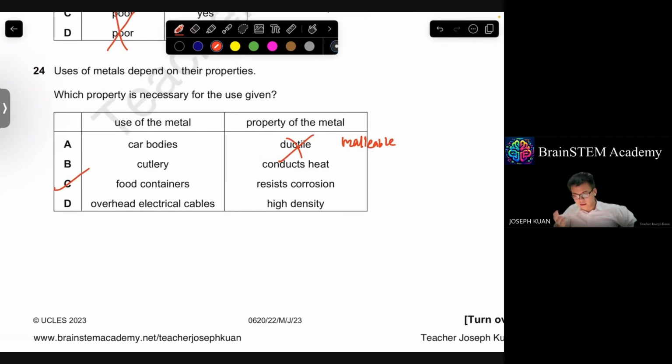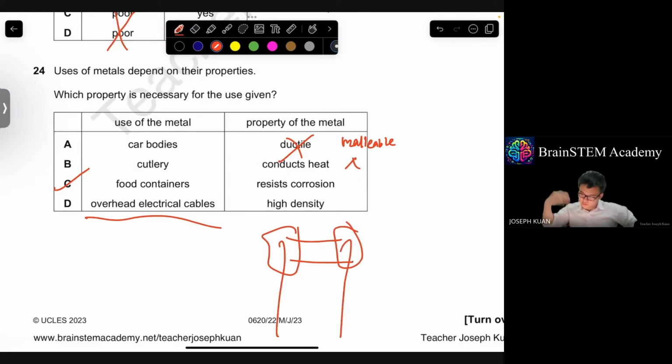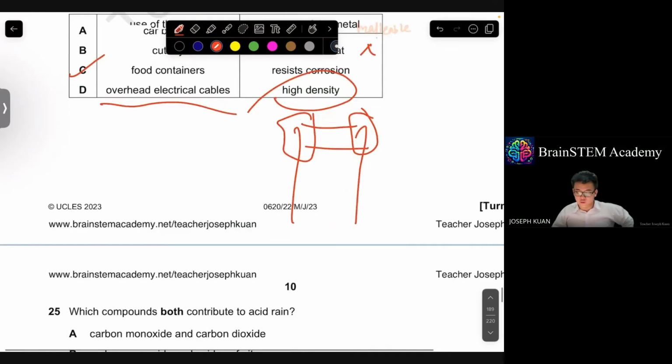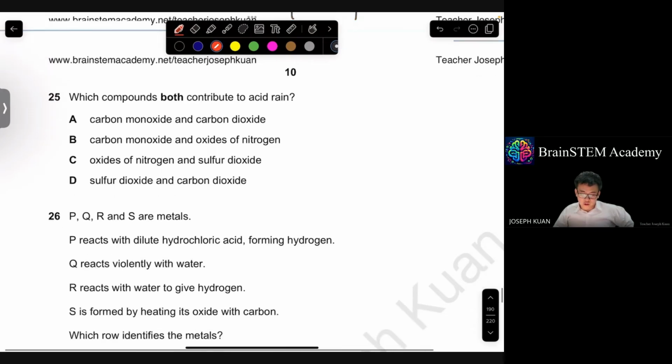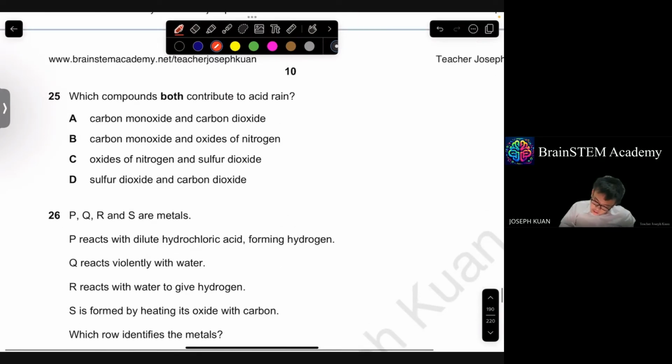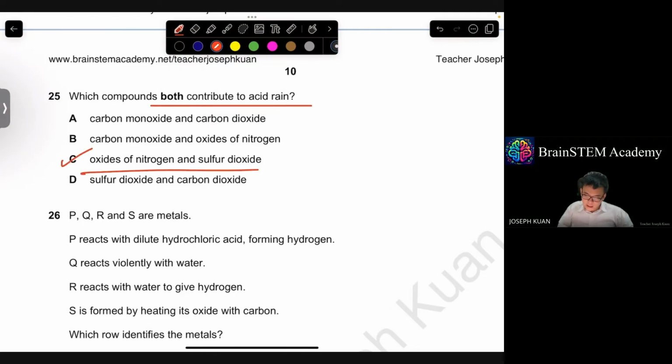And then cutlery, we want to use it as a cutlery. We don't want it to conduct heat because when we hold hot food, it may cause our fingers to feel hot. That's not ideal at all. And also overhead electrical cables, they are held in the air, against gravity in a way. So it must not have high density, it must have low density. Next, which compounds both contribute to acid rain? The only 2 examples in the syllabus are oxides of nitrogen and sulfur dioxide.